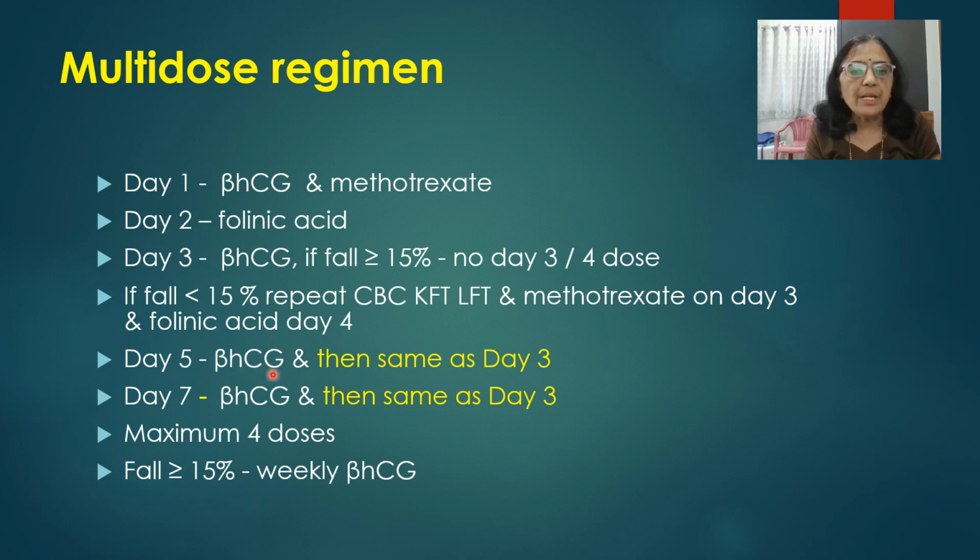Day 5, again repeat beta-HCG and proceed the same as day 3 depending on the fall. If the fall anytime is greater than or equal to 15%, no need to repeat the dose. But if less than 15%, repeat the dose of methotrexate as well as folinic acid. The same procedure is repeated on day 7. Maximum 4 doses are given in this multi-dose regimen. Once a fall greater than or equal to 15% is achieved, weekly beta-HCG is done and repeated till it becomes undetectable.